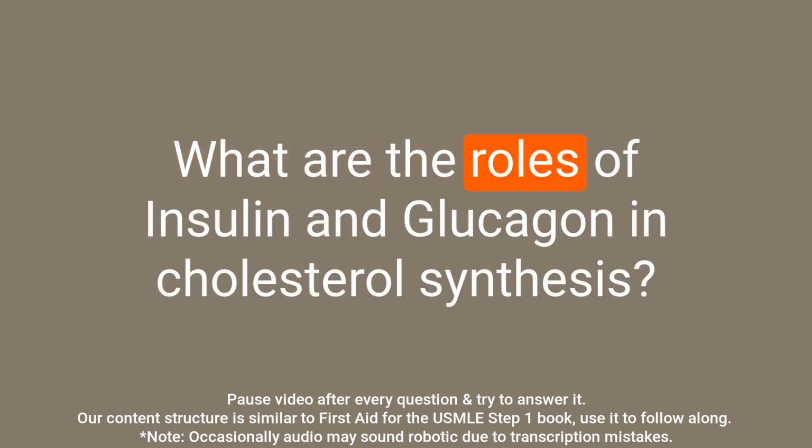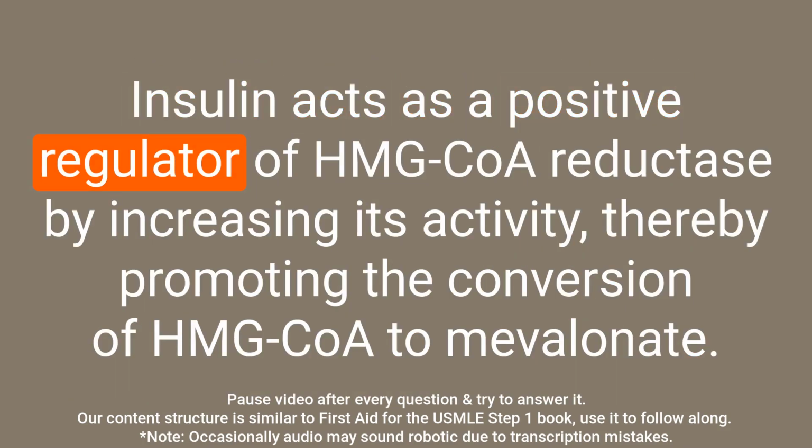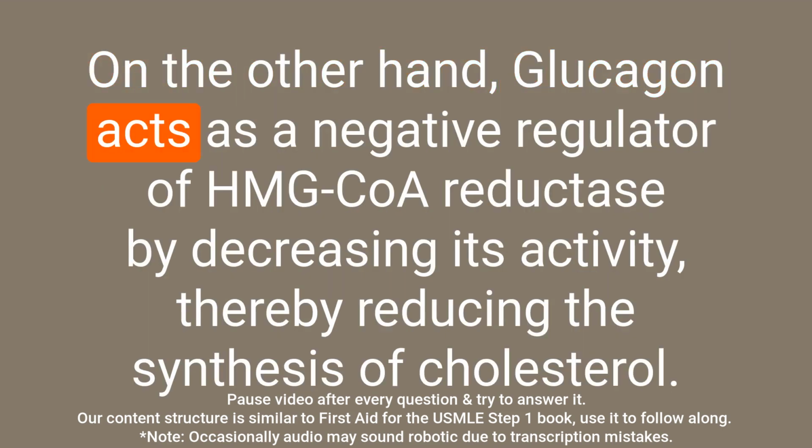Question: what are the roles of insulin and glucagon in cholesterol synthesis? Answer: insulin promotes the synthesis of cholesterol by stimulating the activity of the enzyme HMG-CoA reductase, which catalyzes the rate-determining step of cholesterol synthesis. Insulin acts as a positive regulator of HMG-CoA reductase by increasing its activity, thereby promoting the conversion of HMG-CoA to mevalonate. On the other hand, glucagon acts as a negative regulator of HMG-CoA reductase by decreasing its activity, thereby reducing the synthesis of cholesterol.